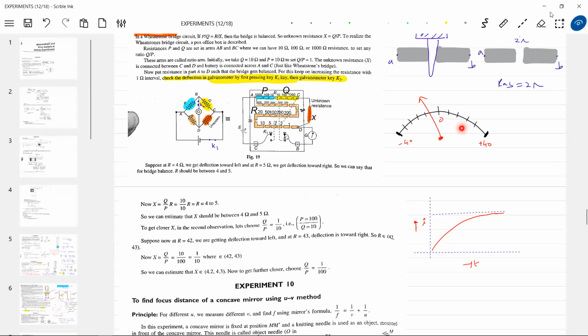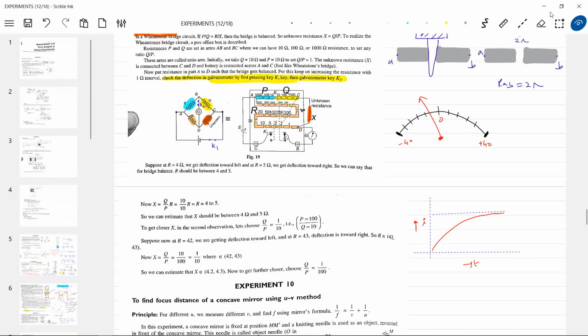Okay, the pointer should be at zero, that one. Getting the idea now? This will be why it should be this one. So when R is something like 4 or 5, no? If you make it 3 ohm, the pointer will be on one side. If you make it 8 ohm, the pointer will be somewhere here. So how do you come to know it's a 4 or 5?